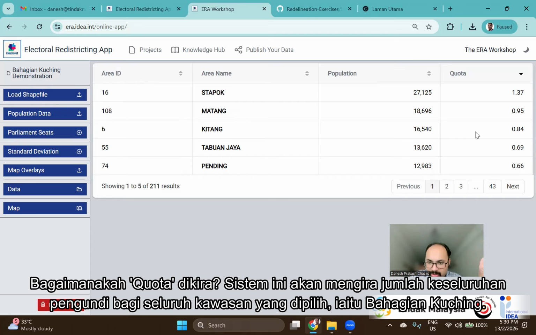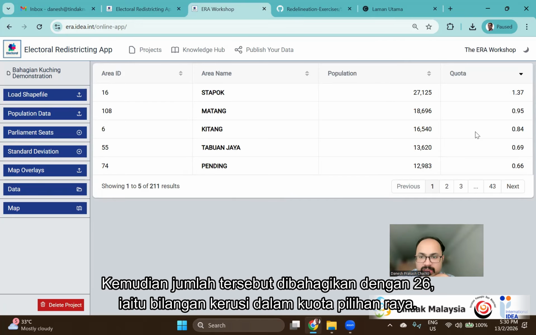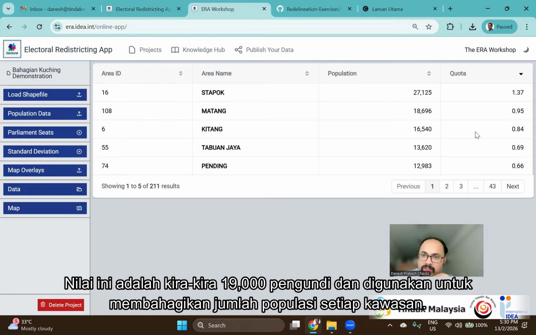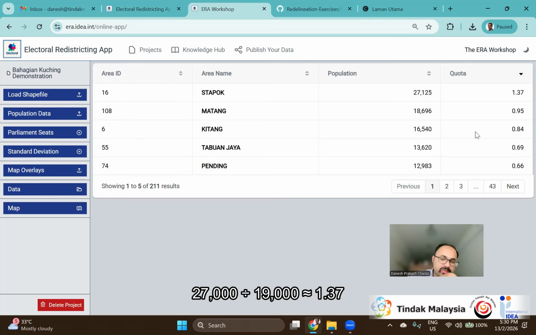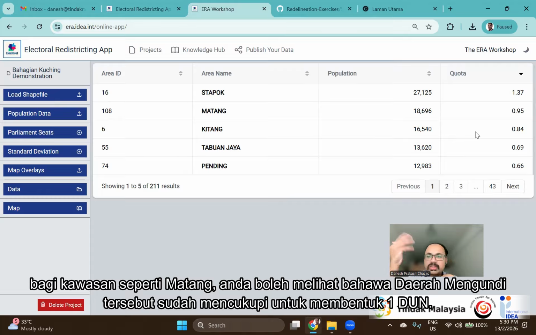How was the quota calculated? This system calculates the total number of voters for the whole region that we have taken on, which is the Kuching division, divided by 26, which is the electoral quota. So you take that value, which is approximately 19,000 or so. That value is used to divide the population. So 27,000 divided by 19,000, you get around 1.37. On this hand, you can see by itself the polling district can have one state constituency, the DUN.